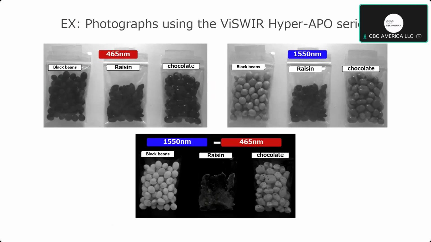Now that we have both images, the one at 465 nanometers and the one at 1550 nanometers, we can study the differences between the black beans, the raisins, and the chocolate much more easily. But by subtracting the brightness of the 465 nanometer image from the brightness of the 1550 nanometer image, it becomes possible to visualize the difference between the two, resulting in an image with higher contrast than the 1550 nanometer image.